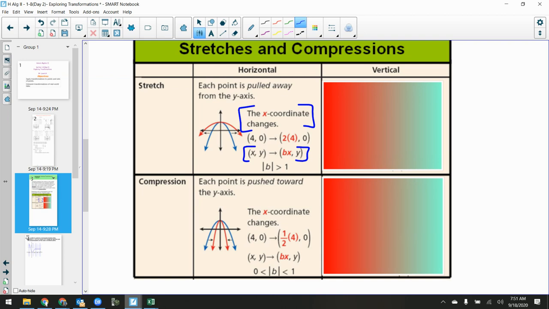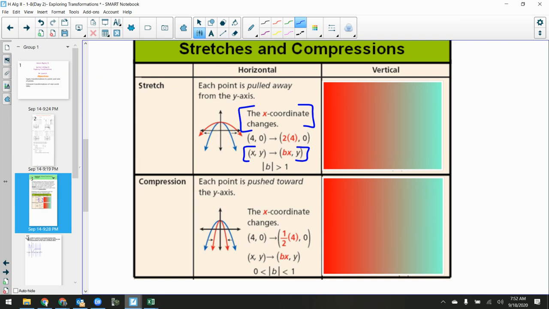Notice that the horizontal stuff is pulling or pushing toward or away from the y-axis, which is going to force the x-coordinate to change. Each point is pulled or pushed toward or away from the y-axis, which means the x-coordinate is going to change. Now, how is it going to change? It's going to turn from (x, y) into (bx, y).